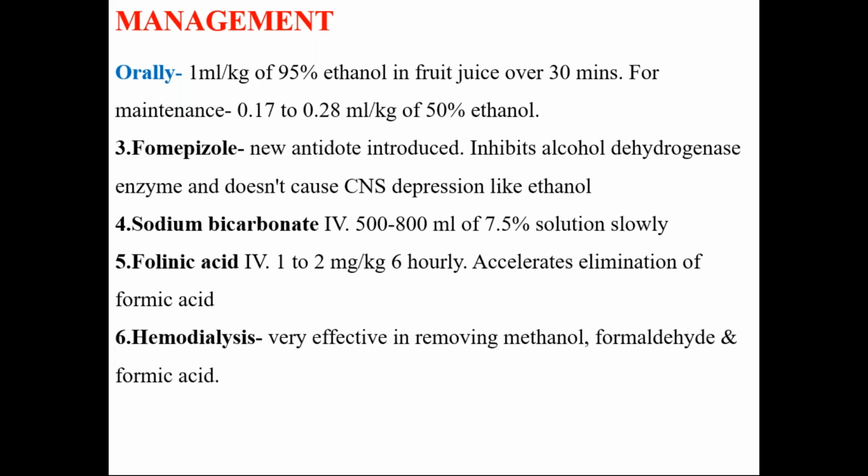For IV, we use 10% ethanol. For oral, we use 95% ethanol. Another antidote is fomepizole, which has the same mechanism of action of blocking alcohol dehydrogenase, thereby preventing the conversion of methanol into formaldehyde. Then we can give sodium bicarbonate to treat the anion gap metabolic acidosis. Folinic acid is given IV to increase the excretion of formic acid. And hemodialysis is used for removing all three: methanol, formaldehyde, and formic acid.